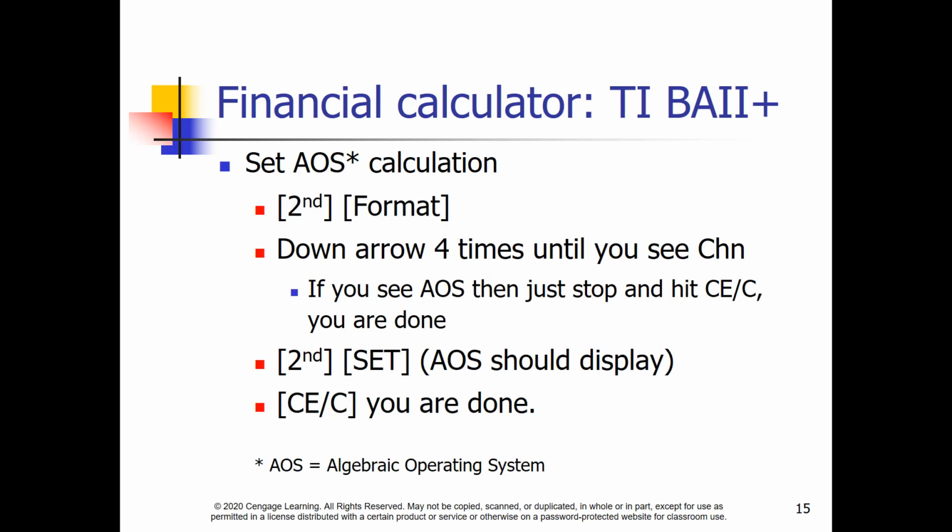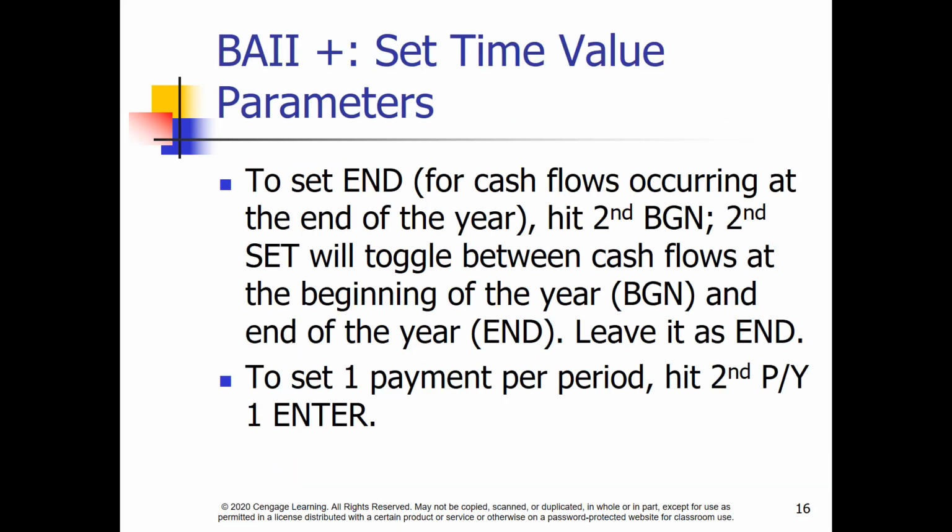We need to be sure the calculator is set to use algebraic operating system. AOS follows the order of operations rules in solving equations. Again, follow the on-slide instructions. End, meaning cash flows occur at the end of each period. This is the default setting, but we need to be sure that's how your calculator is set.